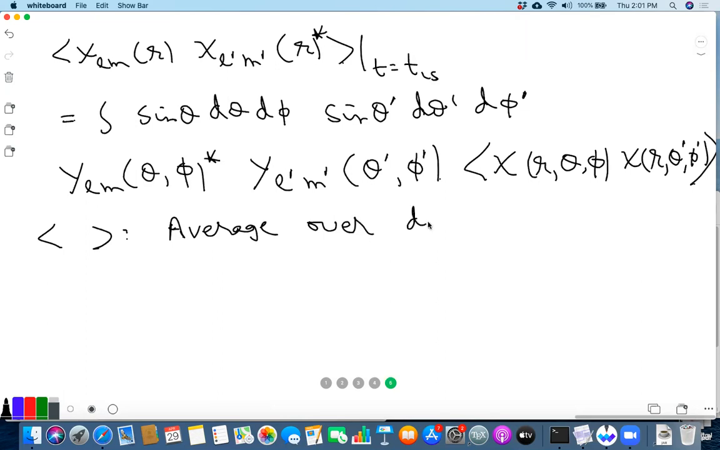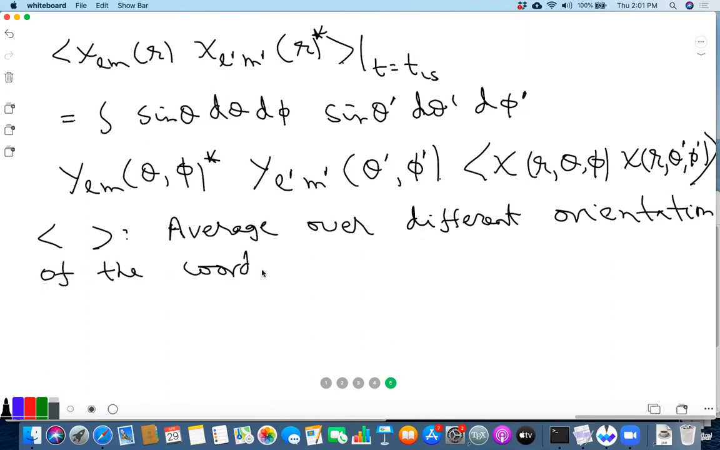over different orientations of the coordinate system. In other words, you choose a coordinate system sitting on the Earth, and call something the XYZ axis. With respect to the XYZ axis, you identify the points theta phi and theta prime phi prime in the sky and calculate this product.